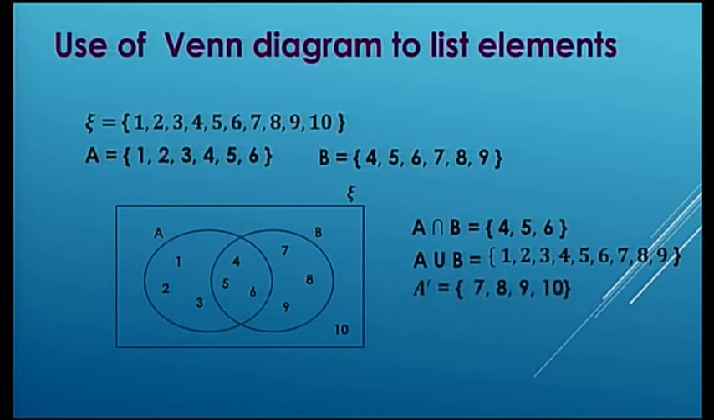A dash means all the elements that are outside A. Just have a look at all the numbers that are outside the circle representing A. These elements are elements of A dash, that is complement set of A. Same for B dash. All the elements that are found outside B are the elements of B dash. Now, if you want to have (A union B) dash, A union B means inside A and B. Look at the Venn diagram. Look at the number which is found outside both A and B. It is the number 10. So (A union B) dash equals 10.